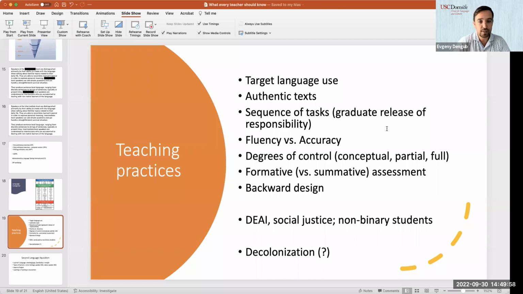Another popular buzzword that's emerging now, at least in my field, is decolonization. I put a question mark because I don't know what to think about decolonization. I honestly don't know what it is, and I wouldn't be able to explain what exactly decolonization in the language classroom is, but I know a lot of people do talk about it and write books and articles.